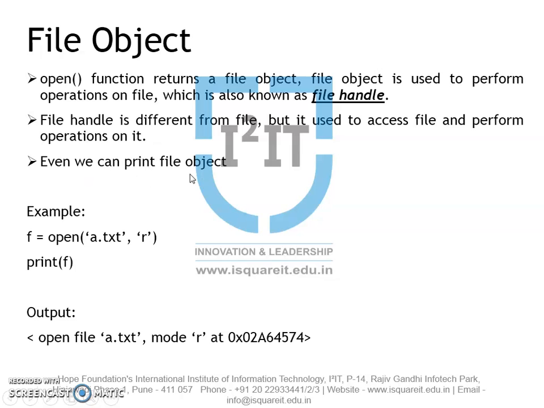We can even print the file object. So, we'll try to print this file object. For example, we are trying to open one file. The name of the file is a.txt, a text file, and we are opening it in read mode R, and we have assigned it to f. So, f is our file object now, and we are trying to print this object. The output will show which file we have opened, a.txt, in which mode we have opened it, R mode, and this is the initial pointer.